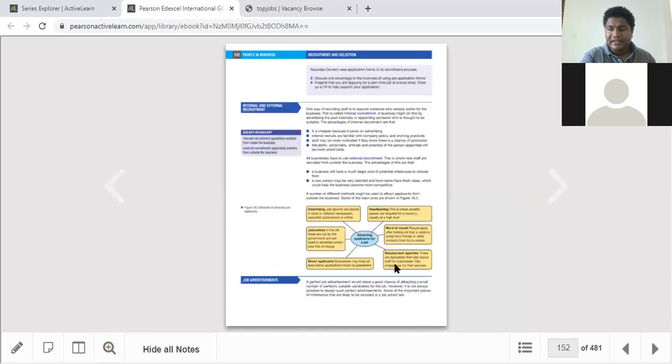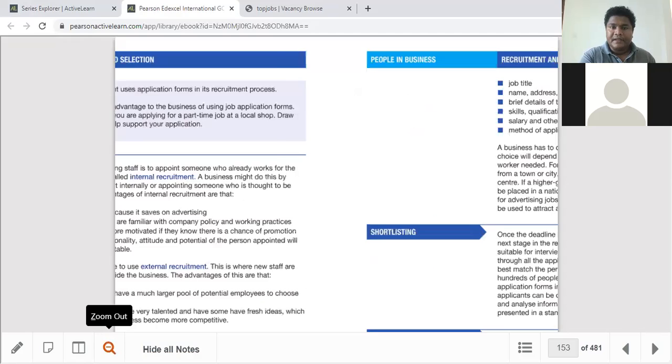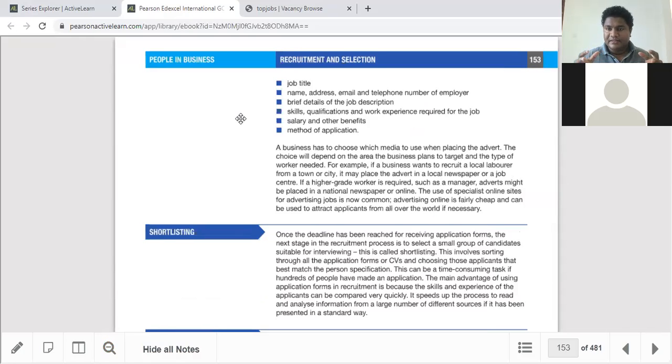For the parts of the job advertisement, we talked about the HSBC Bank job advertisement. It includes the job title, name, address, email address, and telephone number of the employer, and also brief details about the job, skills and qualifications, salary, benefits, and method of application. The business has to choose which media to use when placing an advertisement. The choice depends on the area of the business. For example, if a higher grade worker is required, such as a manager, the advertisement might be placed in a national newspaper and online, right? Like a CEO level, they are sometimes seeking a CEO. And specialist online sites for advertising jobs are a new common thing because of that. Advertising online is also fairly cheap and can attract applicants from all over the world if necessary. Right? These are the things we discussed today.